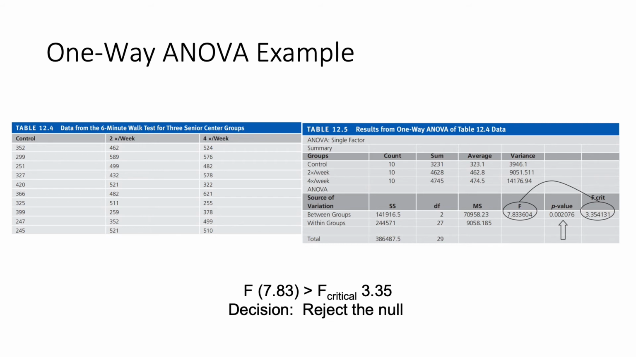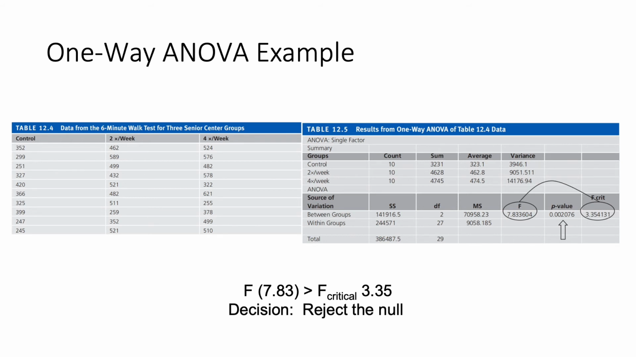You'll still want to follow the same procedures as you did with the t-test, where the null hypothesis is that no differences exist among the groups in the 6-minute walk test, and the directional hypothesis is that the 2 and 4 times per week walking groups will travel farther on the 6-minute walk test compared to the control group. Again, we'll set the alpha level at 0.05, and then you'll run this data through SPSS. Significance is evaluated by comparing the F actual value, or the F value, to the F critical value, which in this example is 7.833 and the F critical value is 3.354.